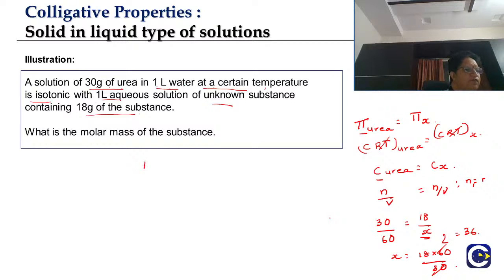Very simple topic, interesting because it's more application oriented.